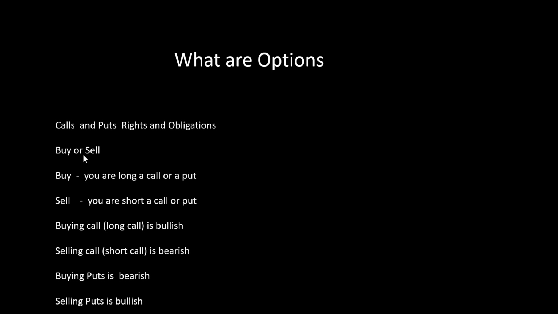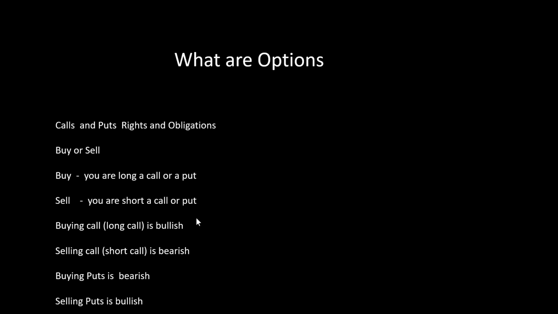All right, so obviously you can buy or sell. When you're buying a call or a put, it's called being long a call or long a put. If you're going long a call, you're expecting the stock to go up. If you're buying a put, you're expecting the stock to go down. That's pretty simple. When you're selling, it's called being short a call or short a put.